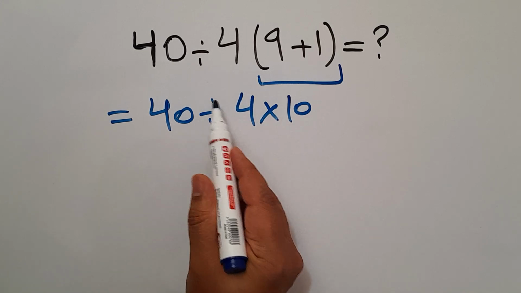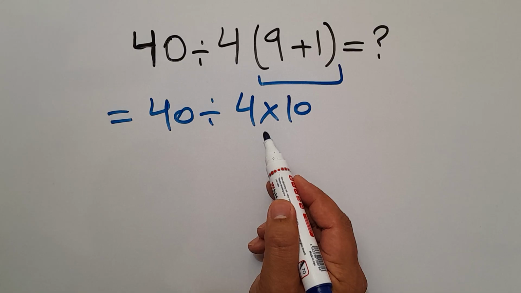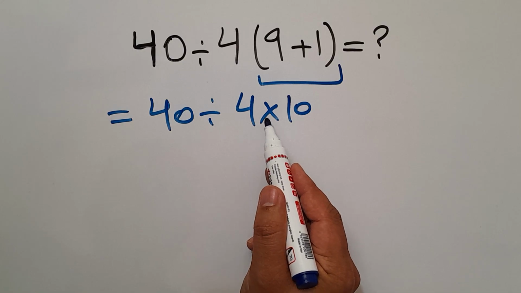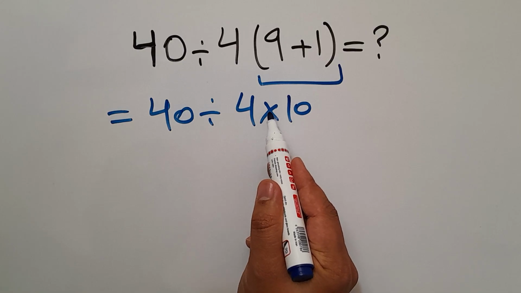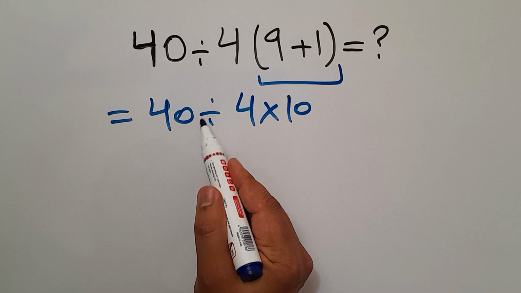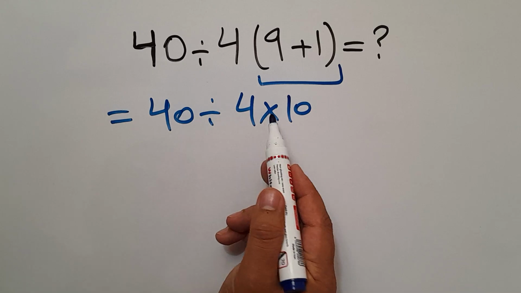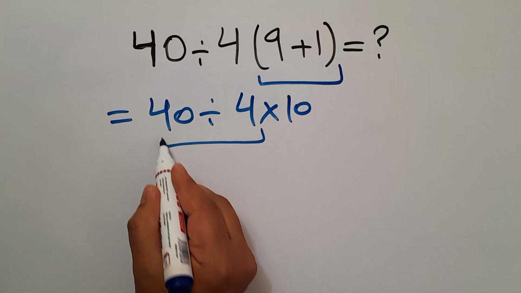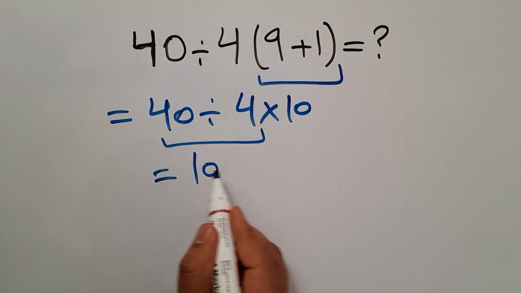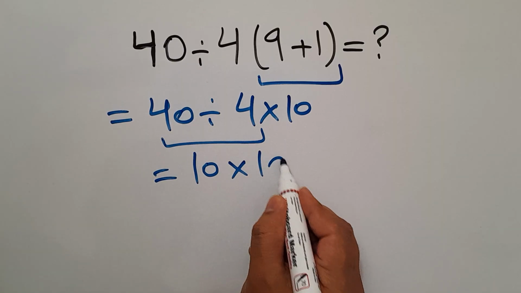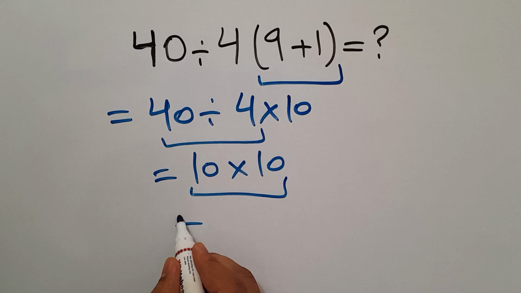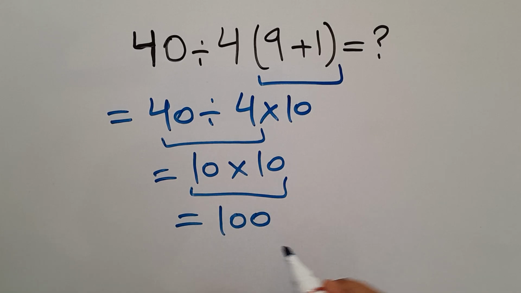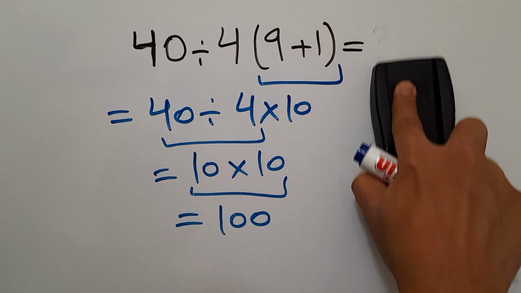And now we have one division and one multiplication. According to the order of operations, multiplication and division have equal priority, and we have to go from left to right. So first this division, 40 divided by 4, which equals 10. So we have 10 times 10, which equals 100. So our final answer to this problem is just 100.